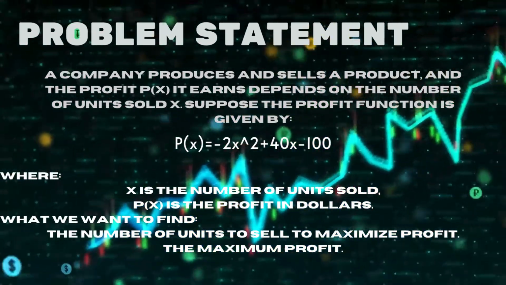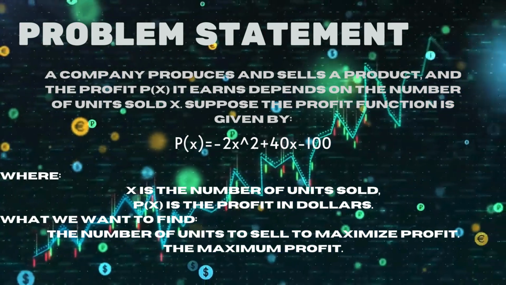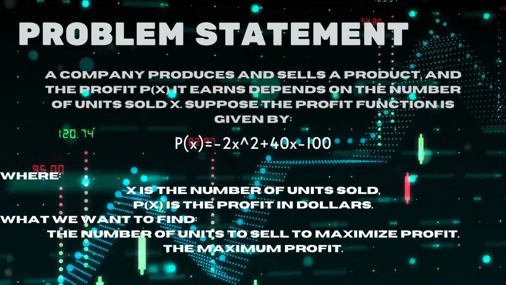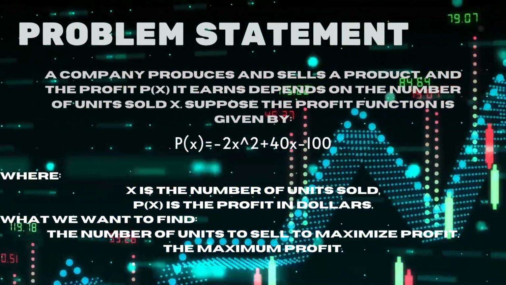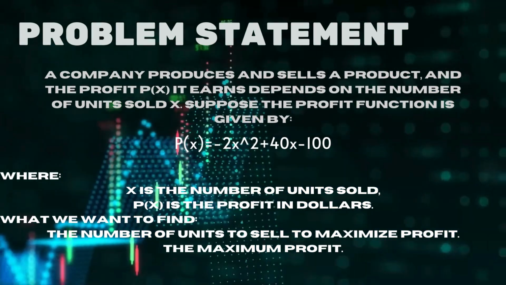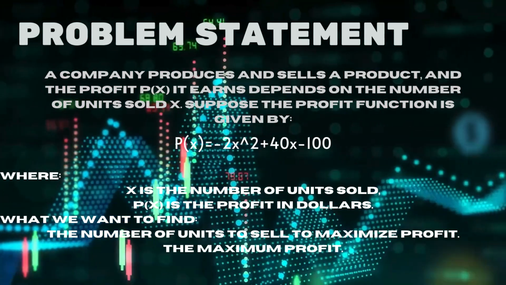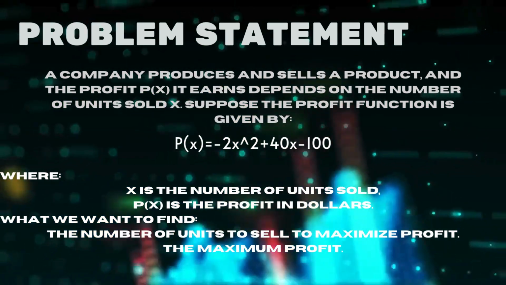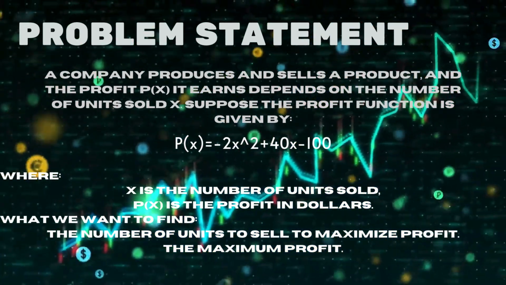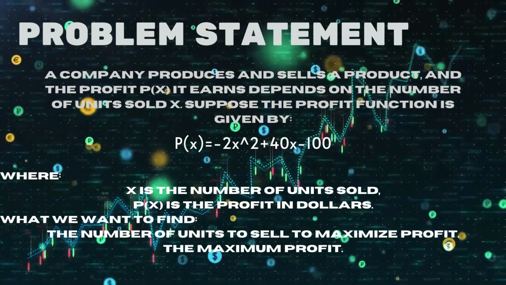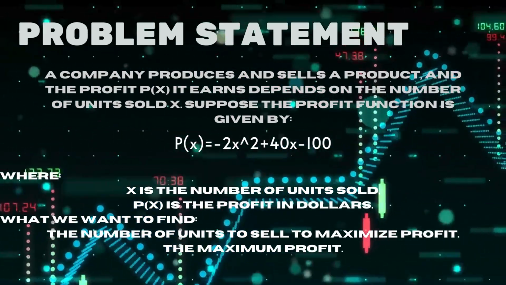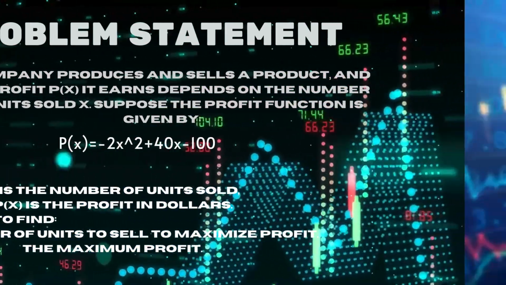Problem statement. A company produces and sells a product, and the profit P(x) it earns depends on the number of units sold, x. Suppose the profit function is given by P(x) equal to negative 2x squared plus 40x minus 100, where x is the number of units sold and P(x) is the profit in dollars. What we want to find is the number of units to sell to maximize the profit, and the maximum profit.